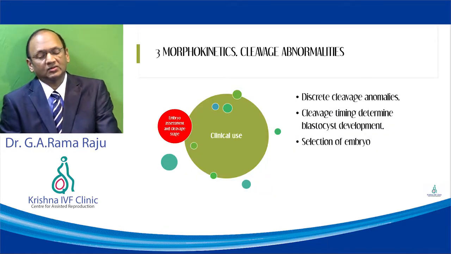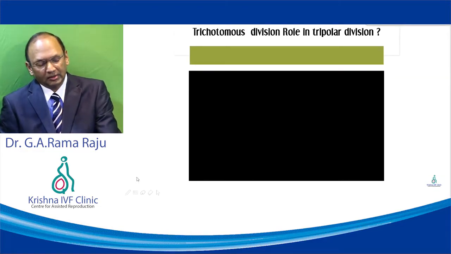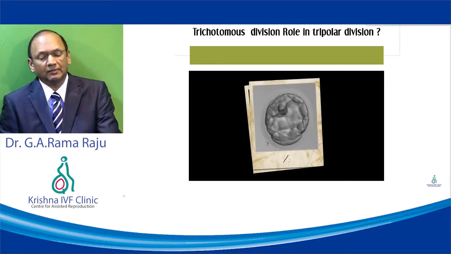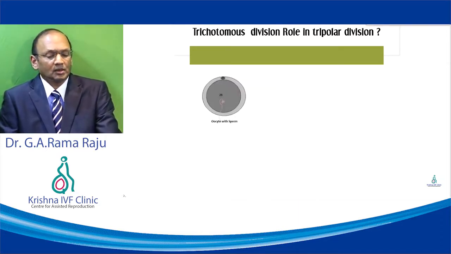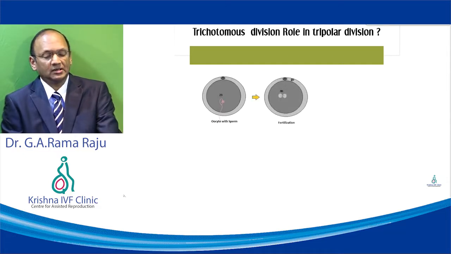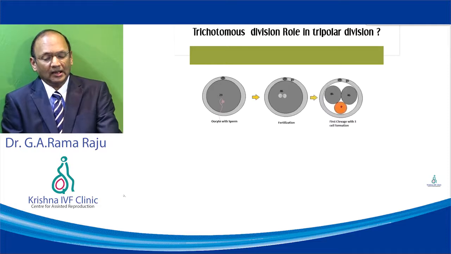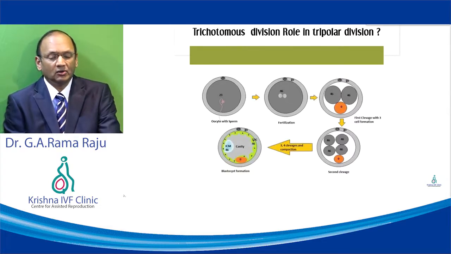The other area is an abnormality of the cell divisions, where it can be a 3-cell division or tripolar division, which will end up producing abnormal genetic material. Here the oocyte with the sperm is the fertilization and the 2PN, and the first cleavage happened and there is an extra genetic material. That cell remained throughout the embryo development as an extra cell, which you will see in the video.